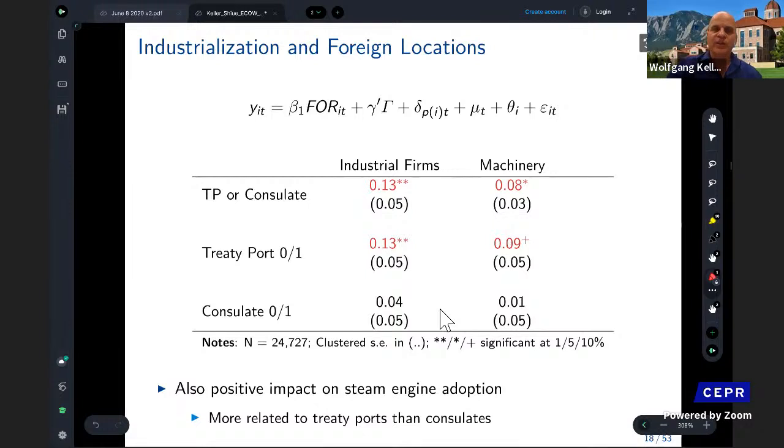So let's move to our first sets of results, and that's in terms of outcome variables, industrial firms and machinery. We see here that whether there was a treaty port or a consulate, so that's a 0-1 indicator for either, there were more industrial firms and there was more industrial machinery, significantly so, conditional on these prefecture and year fixed effects, as well as all other controls, the most important being these province by year fixed effects that eliminate all shocks at the level of the province. And we also estimate a positive impact on steam engine adoption, and we see from these results, if we split this into treaty port versus consulate, that Chinese industrialization, so Chinese-owned industrial firms, was more affected by the treaty port locations than by these foreign consulates.